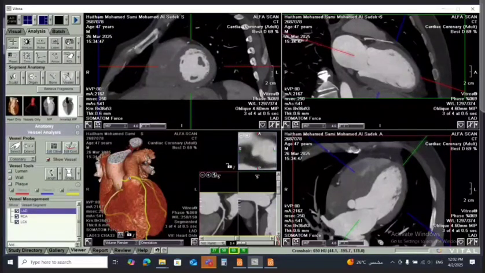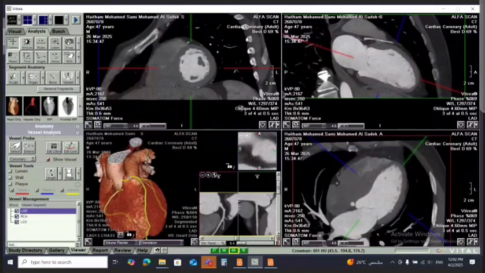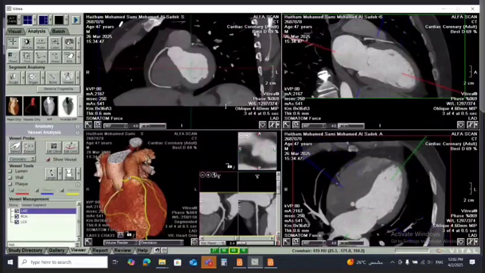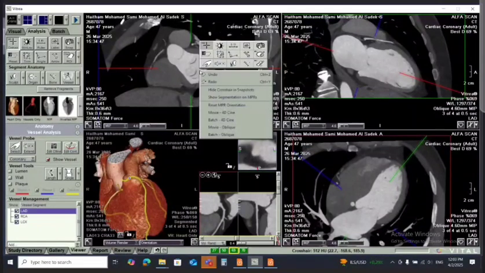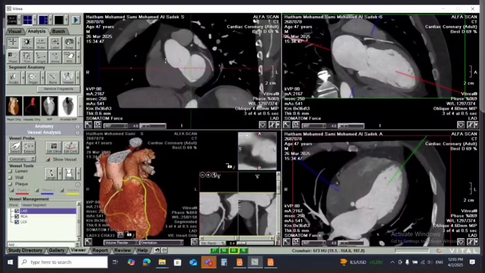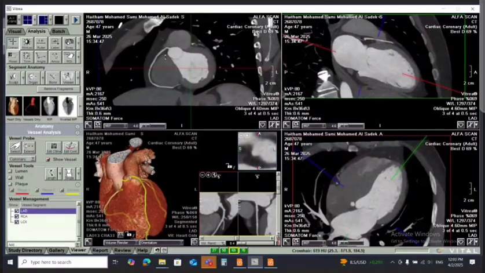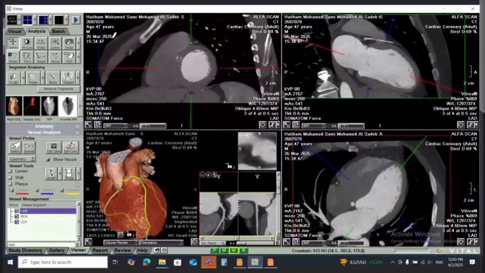This plane can be moved toward the base of the heart. This is the base of the heart, and this is the mitral valve at the base of the heart. This is the apex of the left ventricle, and this is the base of the left ventricle. When we move from the base to the apex, here we have this image with anterior wall, septal wall, inferior wall, and lateral wall. These are the basal segments, and here are the mid segments.